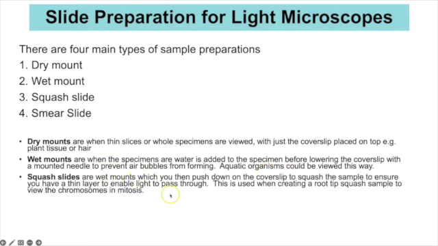Now in A-level, you might be more familiar with a squash slide. So these are wet mounts, but then you would push down on the cover slip to ensure that you have a really thin layer of cells so that the light can pass through. So when you did your root tip squash practical, you would have taken a very thin slice from the tip of the root of an onion or garlic, placed the stain on top, squashed it by pressing down, and that way you should get light passing through so you could visualize and see the chromosomes.